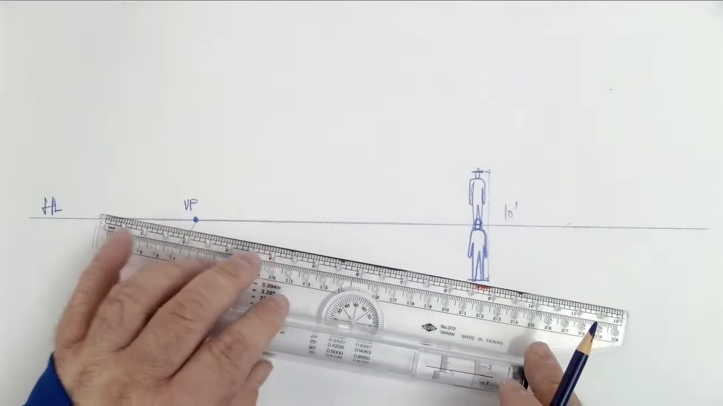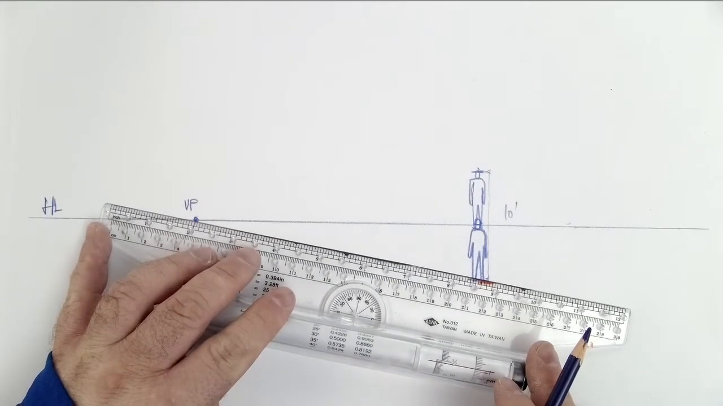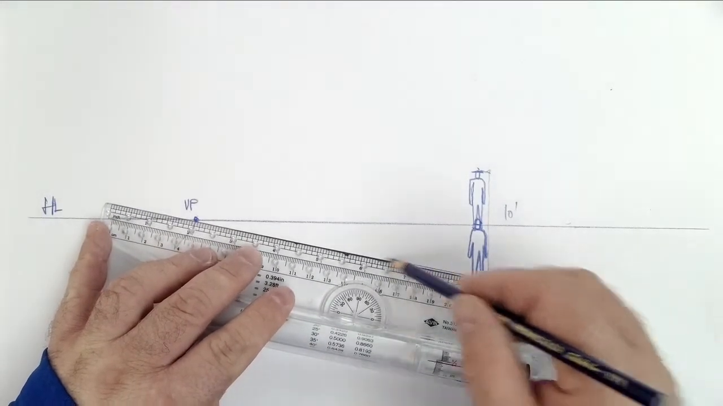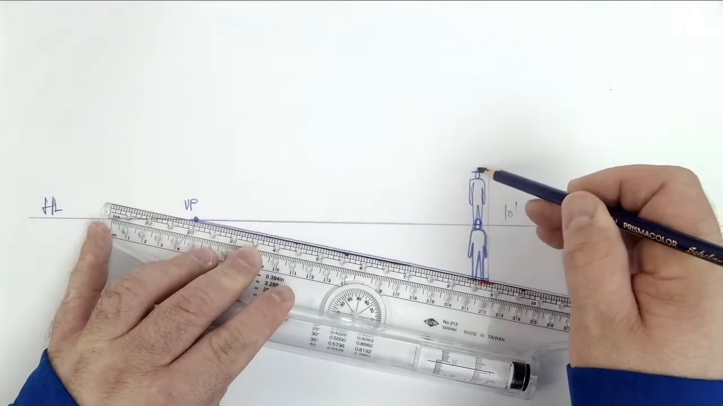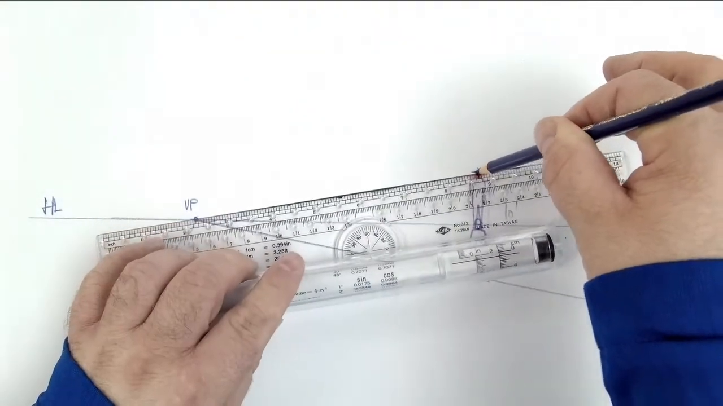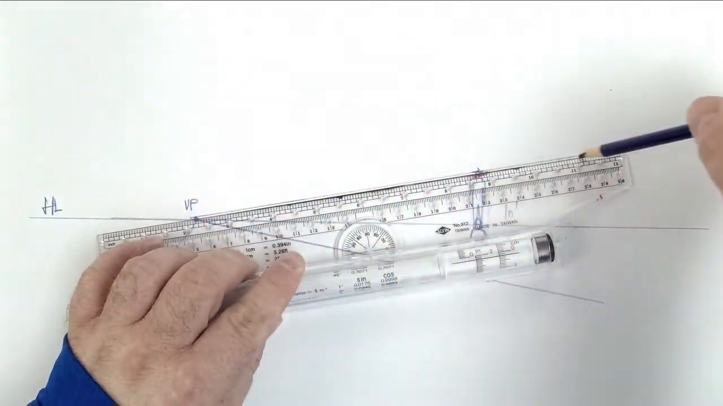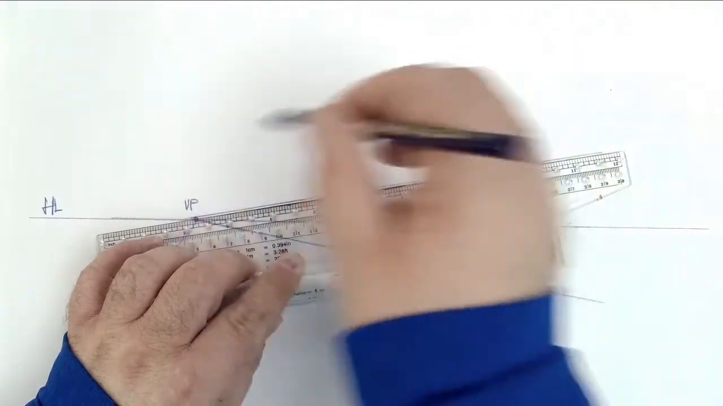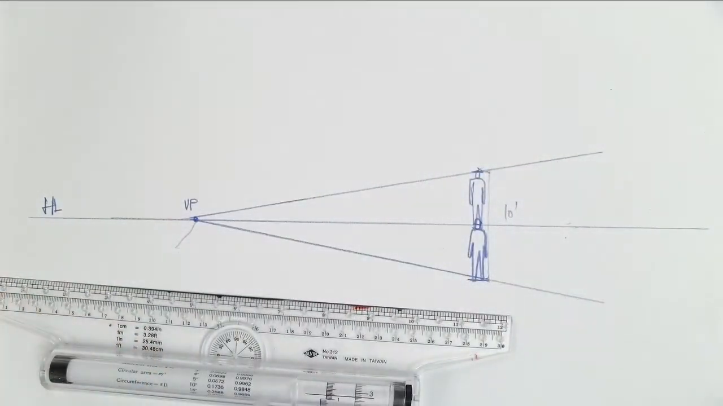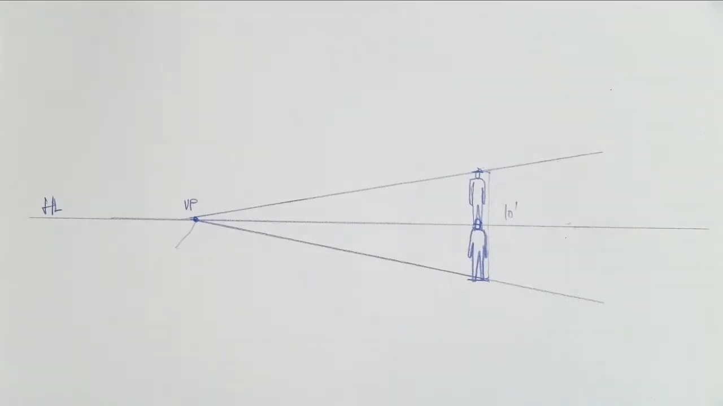Okay. And then I'm going to create a vanishing line from the foot to the vanishing point, and from the head. Okay, that's our first vanishing line. This is how we can set up any street level perspective that we want.